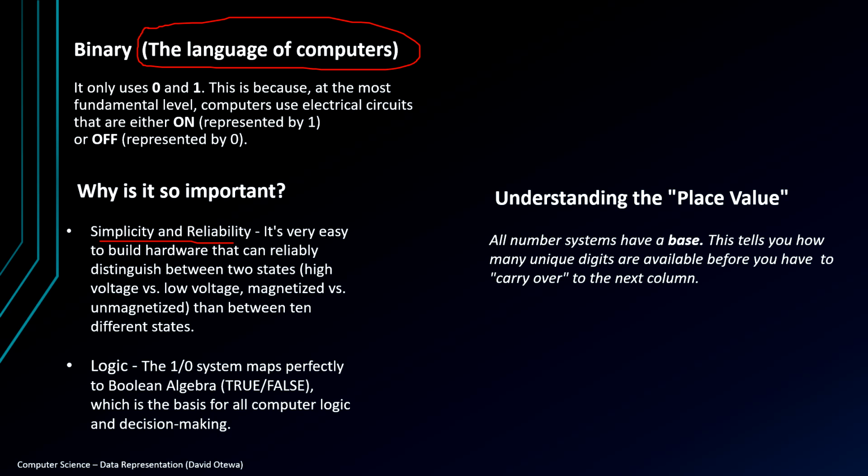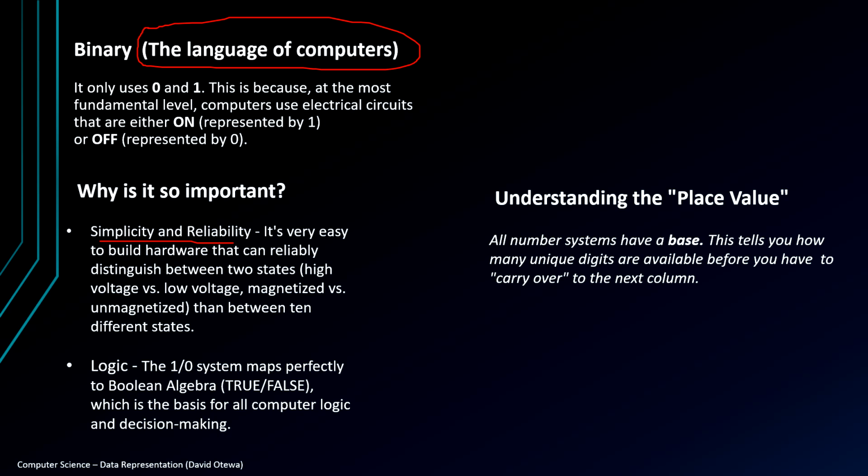Now the second reason is logic. Computer logic decisions are also true or false, just like Boolean. So because of the computer logic, it helps with decision making. So it's very easy to make decisions.